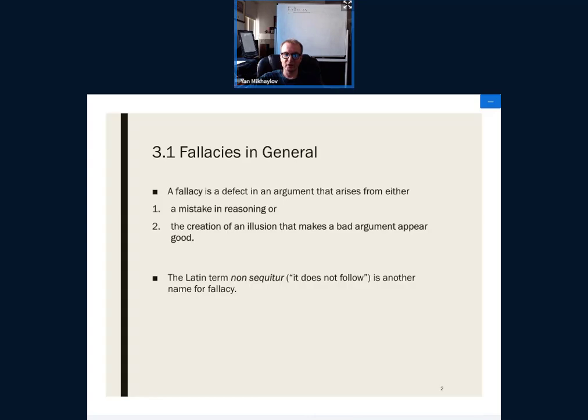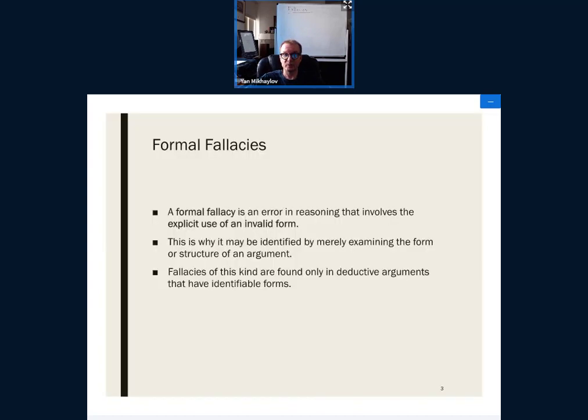Okay, let's look at what is a fallacy. What exactly is a fallacy? A fallacy is a defect in an argument, and it can arise from either one of two things. Either mistaken reasoning or the creation of an illusion that makes a bad argument appear good. In the first case, mistaken reasoning, that typically is something we would see in deductive arguments, and the second one in inductive arguments. The Latin term for the fallacy is non sequitur, meaning it does not follow. The conclusion does not follow from the premises.